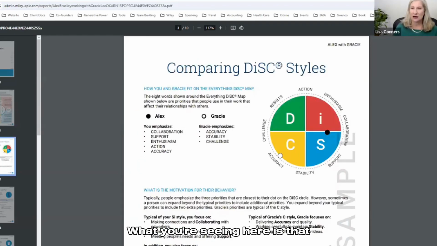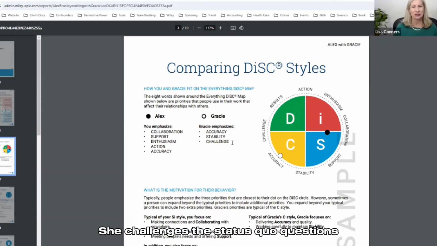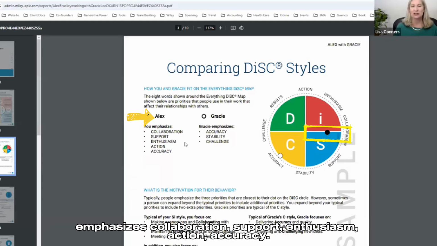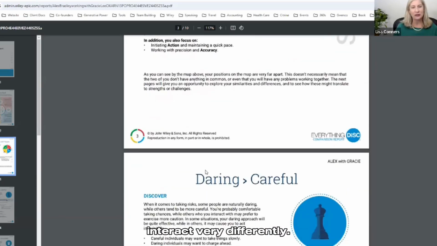And what you're seeing here is that Gracie is in the C quadrant and she's right on the line. So she probably has a lot of accuracy characteristics. She emphasizes accuracy, stability, and challenge. She challenges the status quo, questions, and decisions. Alex is probably an SI and emphasizes collaboration, support, enthusiasm, action, accuracy. These two look at tasks very differently. They look at the world and interact very differently.